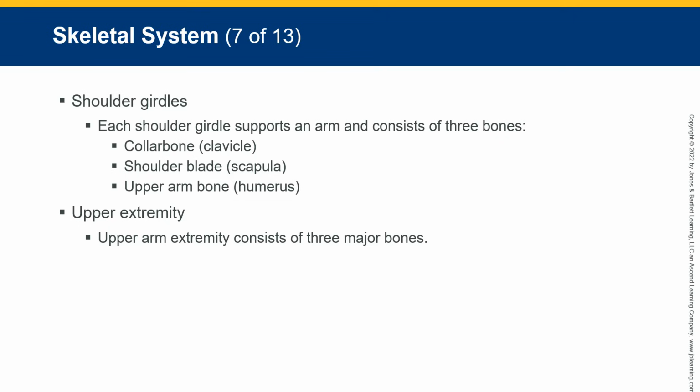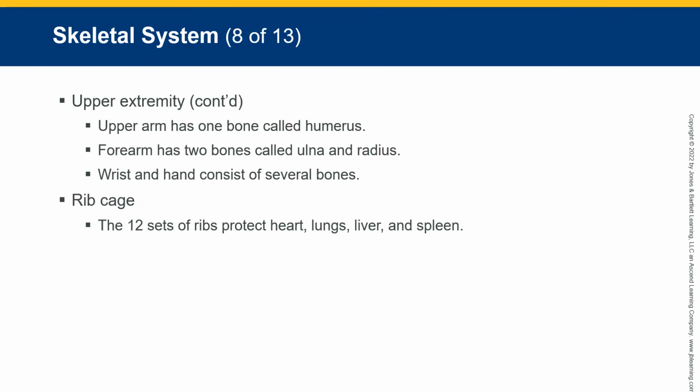Now, when we talk about the shoulder girdles, we kind of saw that a couple of slides ago. We're talking about the collarbone, the shoulder blade, and the upper arm, right? These 3 things make up that hinge point to move the upper extremity. We talked about what was in the upper extremity already: the humerus, the ulna, and the radius, and then, of course, the wrist and the hand.